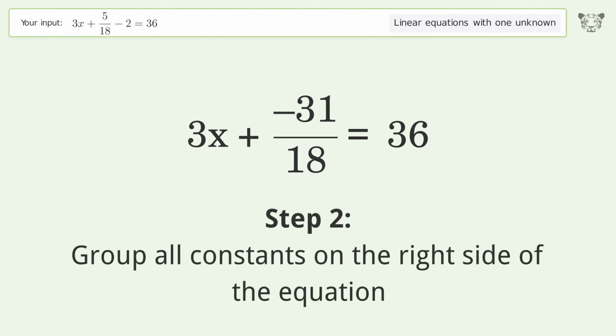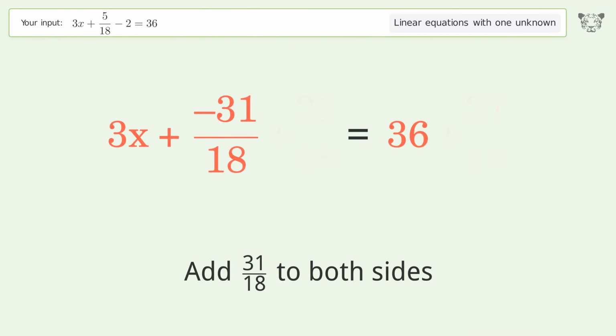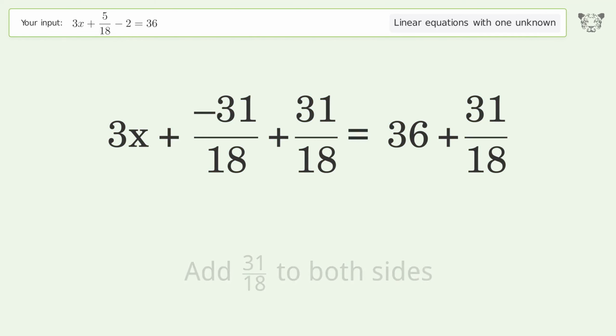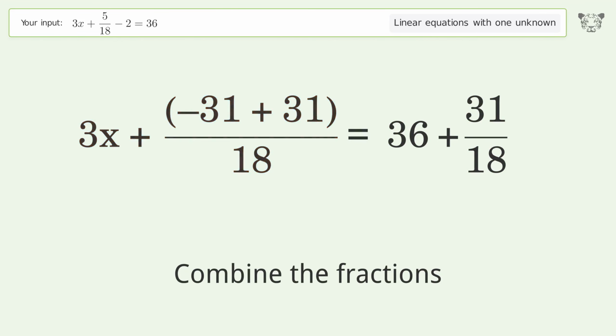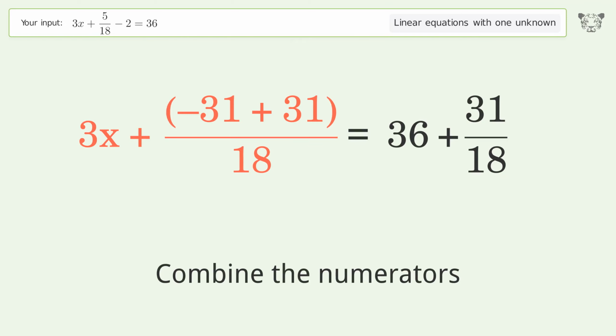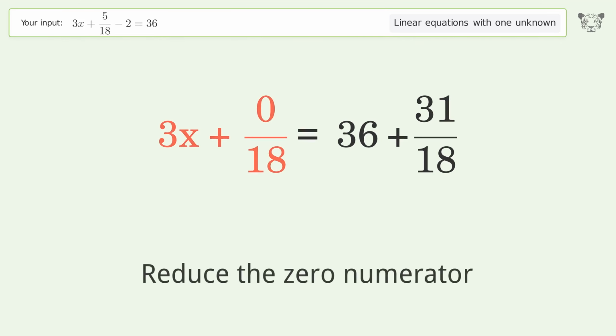Group all constants on the right side of the equation. Add 31/18 to both sides. Combine the fractions. Combine the numerators. Reduce the zero numerator.